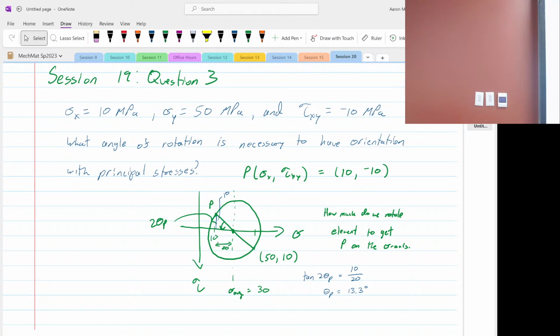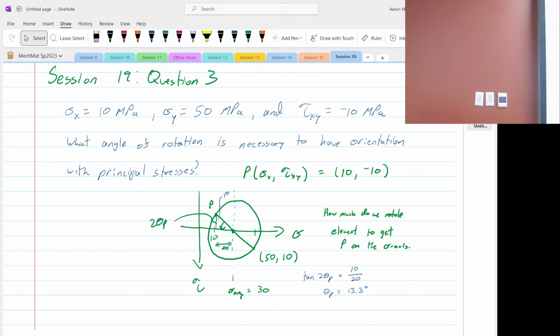So when I'm calculating sigma average, I only care about where the center of the circle is. And the center of the circle is always on this axis. If you draw a Mohr circle and it's not on the same axis, you know that something is not right, because the tau xy and the minus tau xy aren't going to cancel each other out.